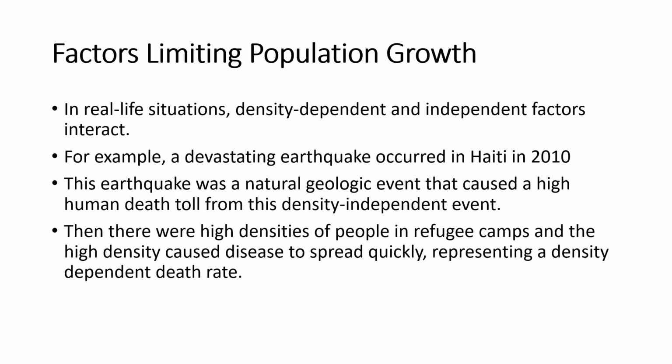So this is density dependent because that many people were at a few places. Population density was big. And the diseases spread out quickly, all because there were many people there. So this is a situation whereby density dependent and density independent factors both occur. The independent one is the earthquake that happened, and the dependent one is the disease that spread because plenty of people were living in a smaller area. All right, so that's how it is.